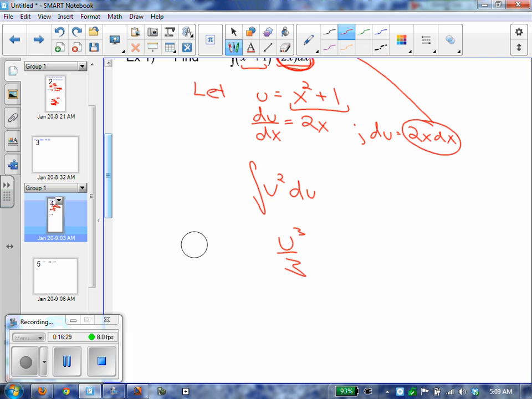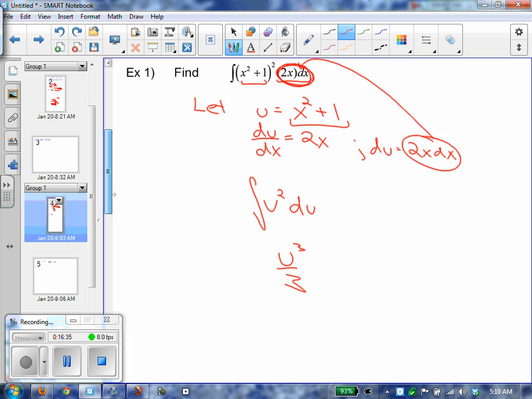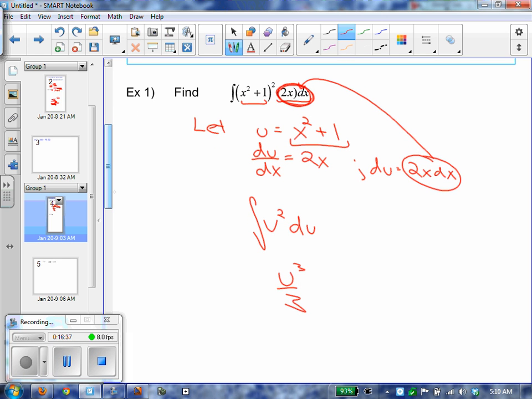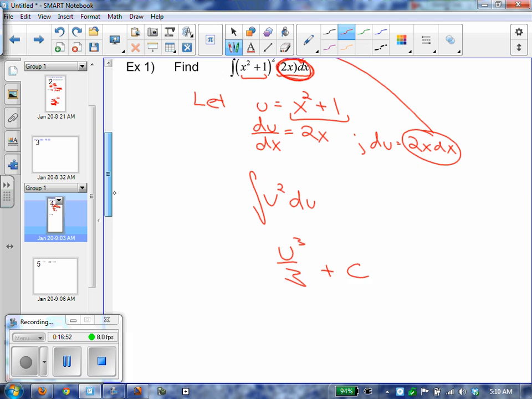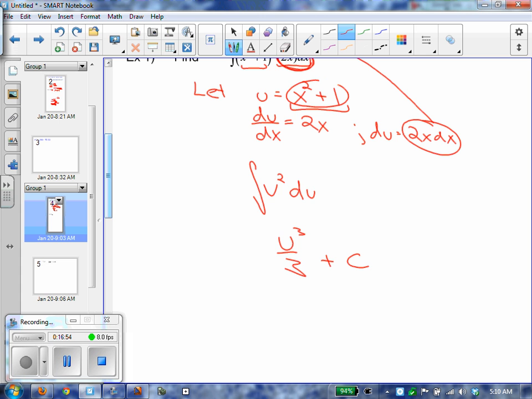But isn't the whole thing squared though? No. The u was, we haven't resubstituted back in yet. We're going to. But we got it down to something that was easier for us to take the integral of. We do it, and once I have that, you plug the original u back in so that it's using x's again.